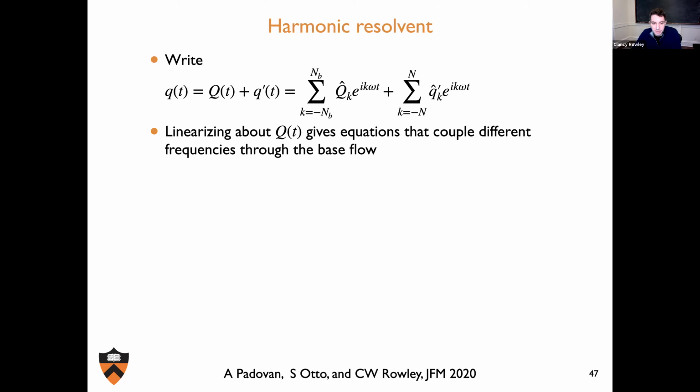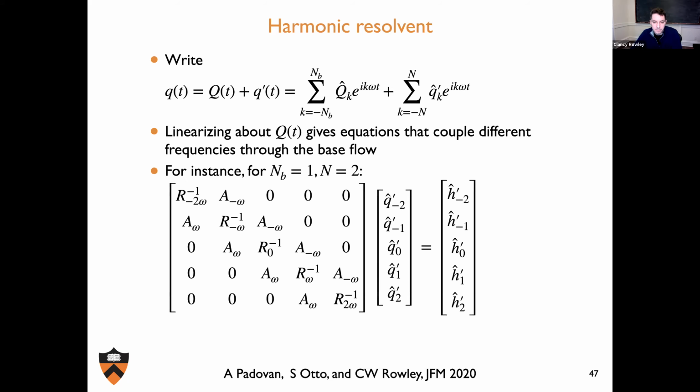So now if you linearize about Q of t, the resulting equations will couple different frequencies through the base flow. You'll get terms that multiply the perturbations and the base flow, and those multiplications will give you coupling between the two frequencies. So just for instance, if you take just one Fourier mode of the base flow, so a sinusoidal base flow, and then two Fourier modes in the perturbations, you'll get coupling terms that look like this. This matrix at the left is actually the inverse of the harmonic resolvent operator, but you'll see it has a very nice structure.